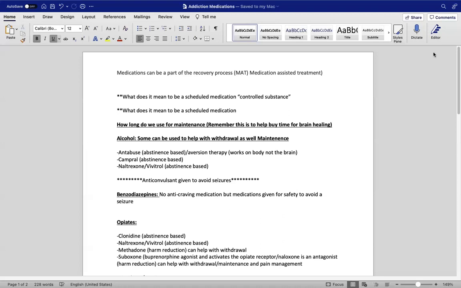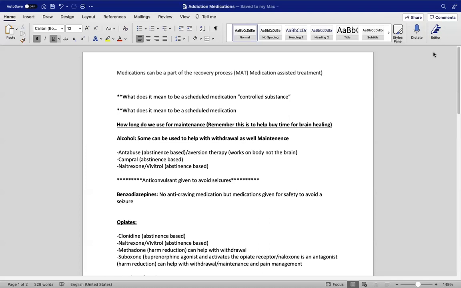So moving along to our next topic: what does it mean to be a scheduled medication or a controlled substance? That would mean that it has the potential to be addictive, meaning it can go to the reward pathway, release dopamine, and potentially be addictive. That would mean something like Percocet. Let's say you broke your leg and you were given Percocet. That's a controlled substance. They line them out 1 through 5.